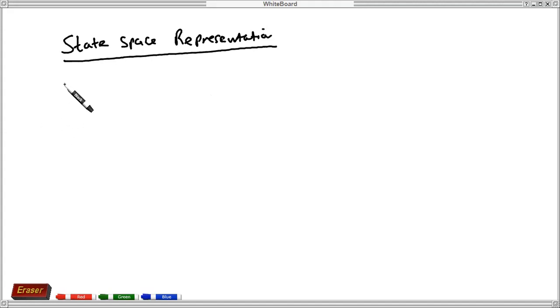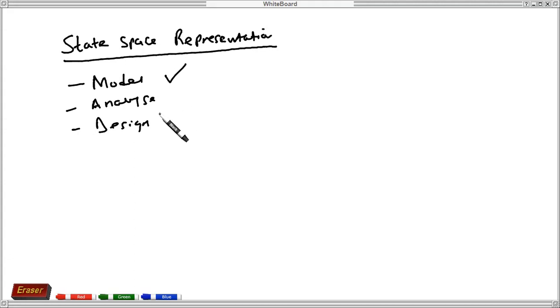Basically, we define the state space representation, or state space approach, as a time domain method of modeling, analyzing, and designing control systems. In other words, we can use the state space approach to model, to analyze, and to design control systems. Our first section will deal with the modeling of control systems in the state space approach.